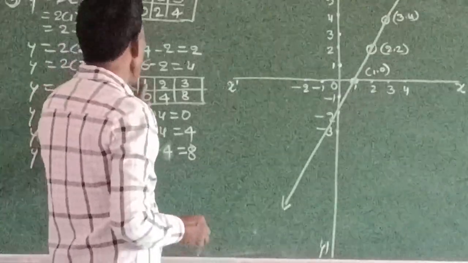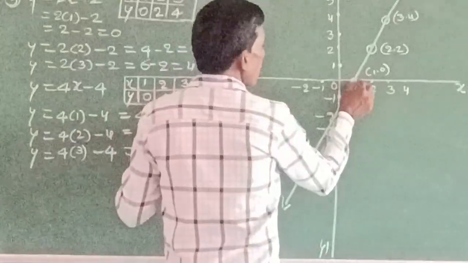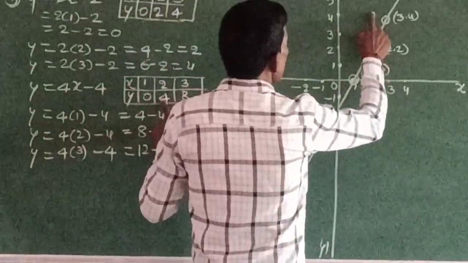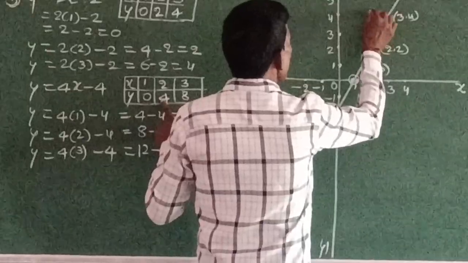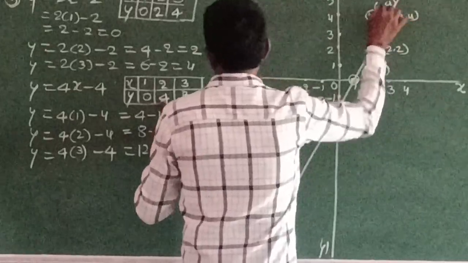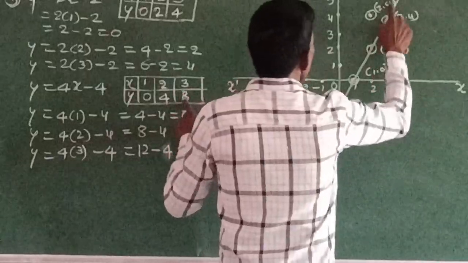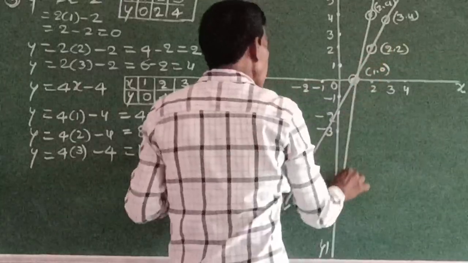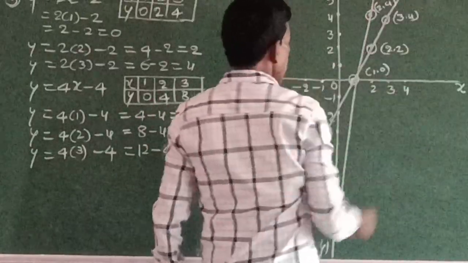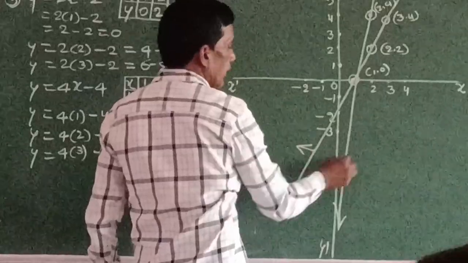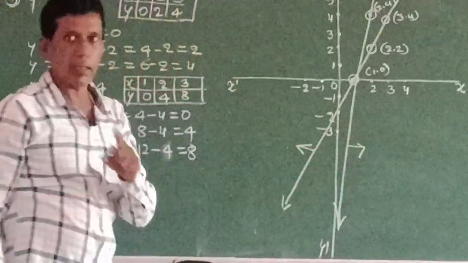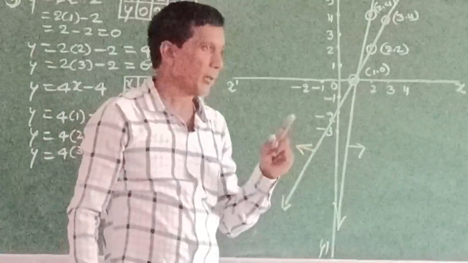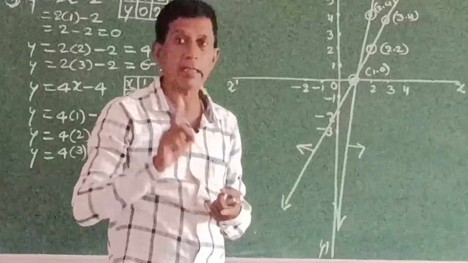For the second equation, the points are (1, 0), the same point as before, then (2, 4) and (3, 8). Draw the second line. So the first line and the second line intersect at a point, because a1 upon a2 is not equal to b1 upon b2; definitely two lines intersect at a point, giving a unique answer.